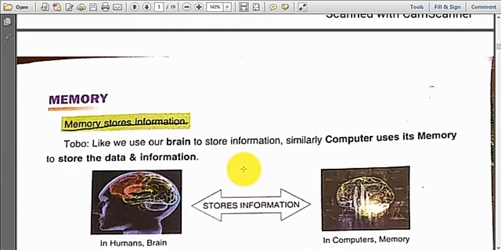Now again, data. Data means simply raw facts and figures. Simply what are the things we are going to see? Suppose Ram, Mohan, Syam, A, B, C, D, 1, 2, 3, 9, 8, 6, 5, etc. These all are data. And when we process this data, it will become information. That will be important for us.